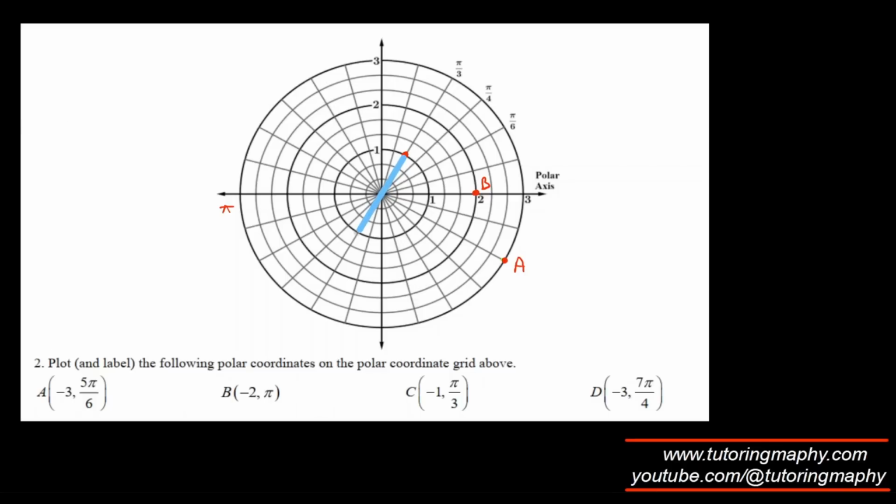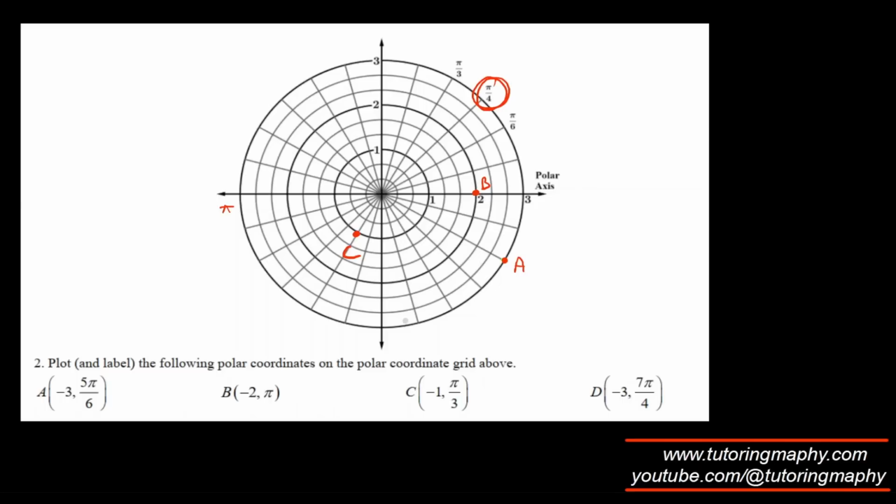So this point is the point C. Exactly 180 degrees. Okay. And finally, 3, 7 pi over 4. 7 pi over 4 is in quadrant 2. Sorry, quadrant 4. 7 pi over 4 is right here.